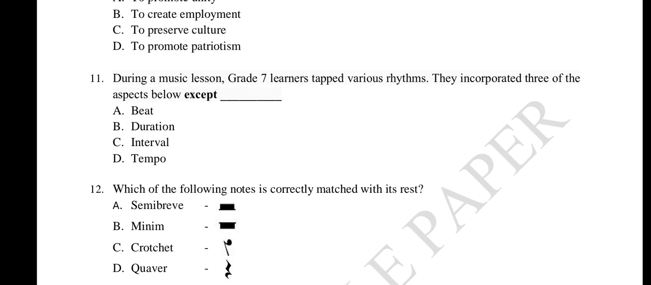Number 11, during a music lesson, grade 7 learners tapped various rhythms. They incorporated 3 of the aspects below, except dash. So A, beat, duration, interval, tempo. They are tapping the rhythms. They incorporate 3 of the following aspects, except one.